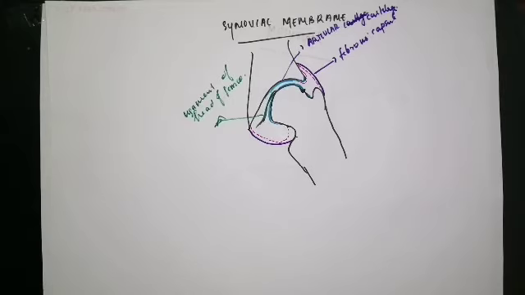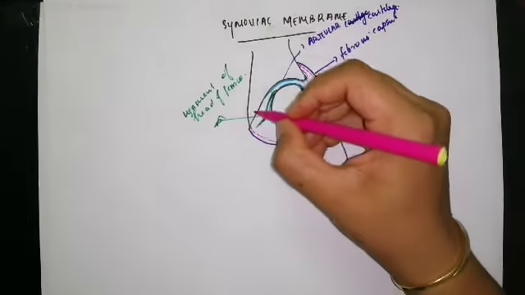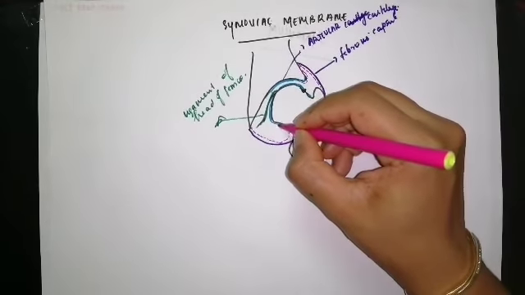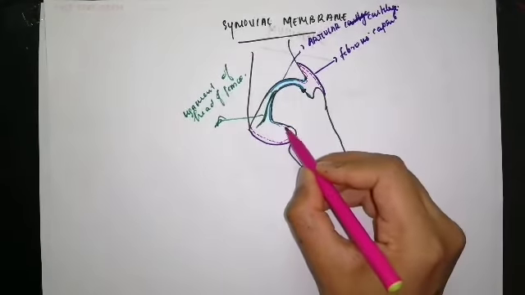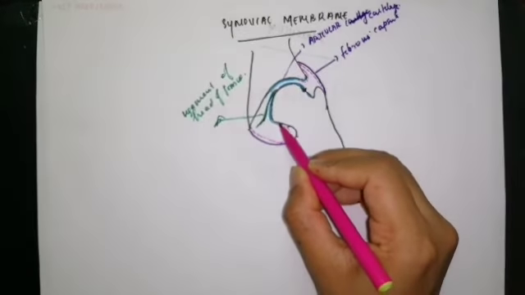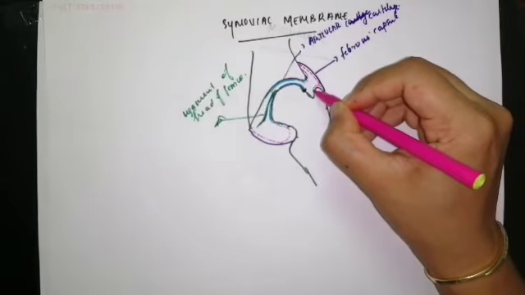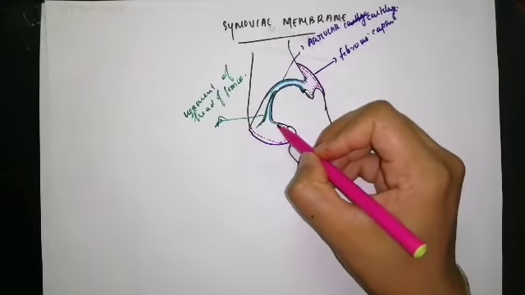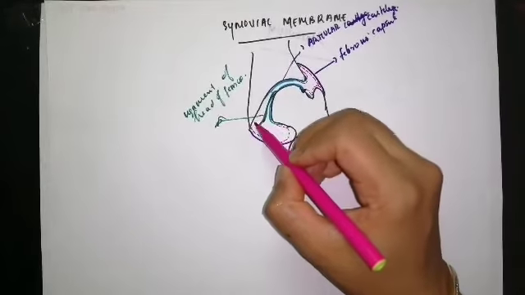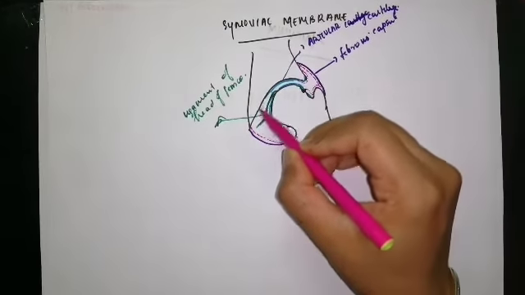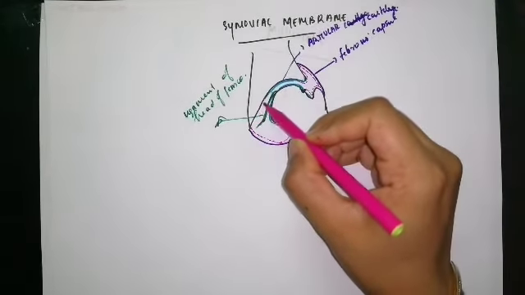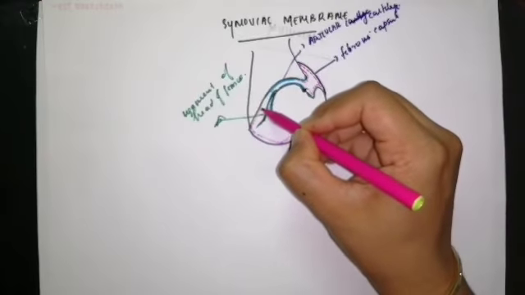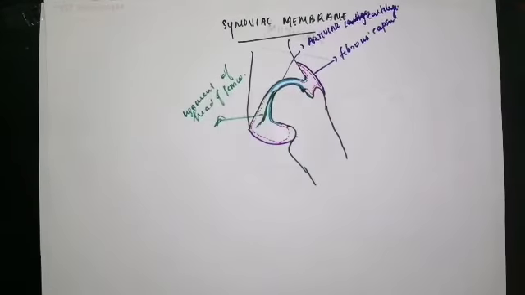Now you can see that the synovial membrane also lines the neck of the femur. So it lines the neck of the femur till the articulating surface like this. Now it is also covering the Haversian pad of fat. Here at the non-articulating surface of the acetabulum you have the Haversian pad of fat. Now the synovium also covers the Haversian pad of fat.